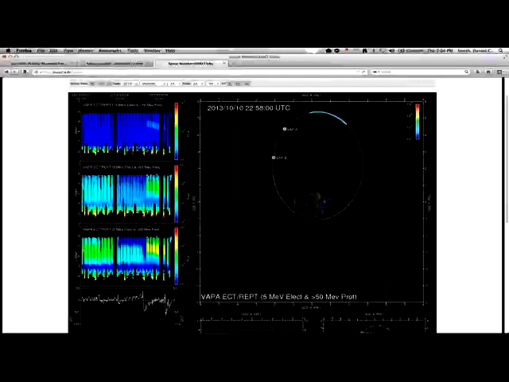The top one is the highest energy electrons and protons. Then there's a middle energy. The top one is labeled as 10 MeV electrons and anything greater than 70 MeV protons. And then the middle is 5 MeV electrons and greater than 50 MeV protons. And the bottom one is a lower energy, 2 MeV electrons and greater than 20.